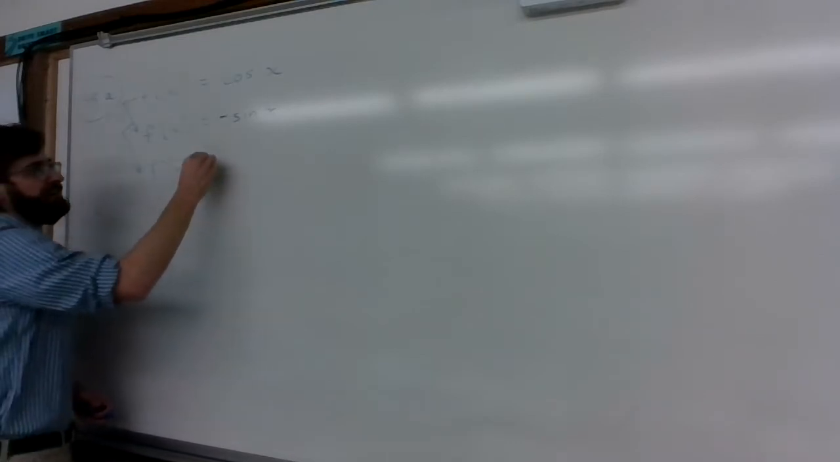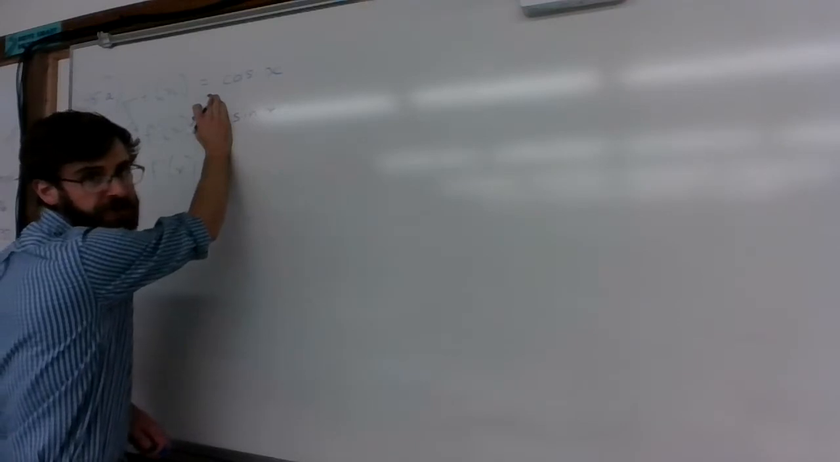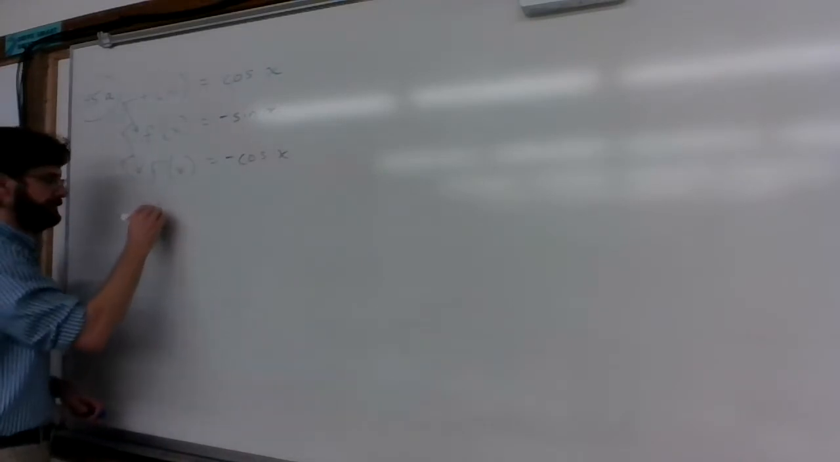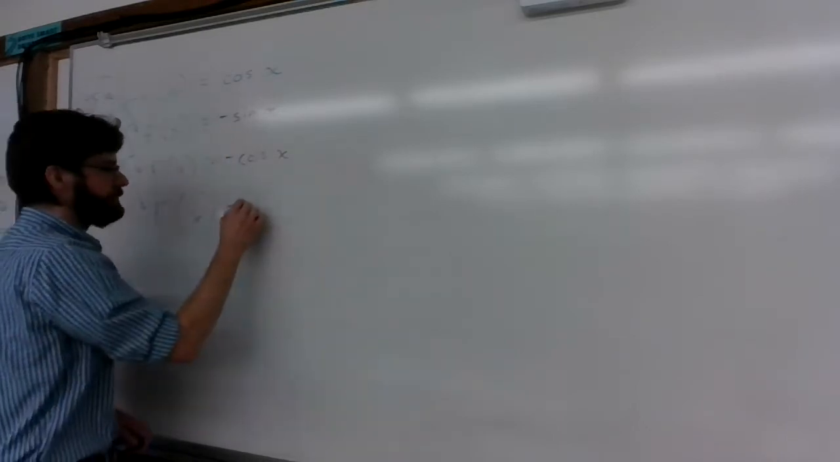The derivative of negative sine is going to be, sine's just cosine, now it's negative. Take the third derivative. The derivative of cosine is negative sine. Make it negative now, so it's now positive sine.